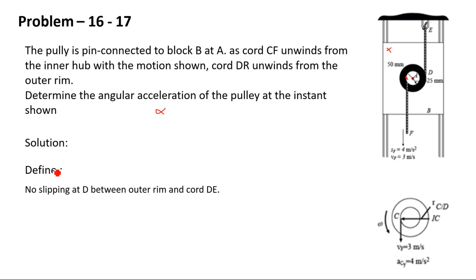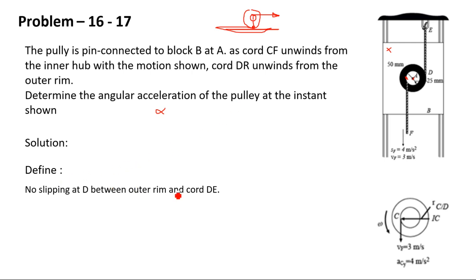The solution should first be done by defining that there is no slipping at point D between the outer rim and the cord DE. Now, take a look at this scenario. We're going to consider something similar to the car wheel, or one of the questions available in the book, where we have two rims connected together, moving on the floor. The floor is not moving, which means the IC is going to be here for the two velocities. So that will be the scenario.